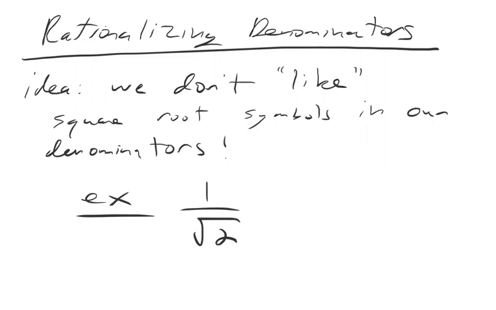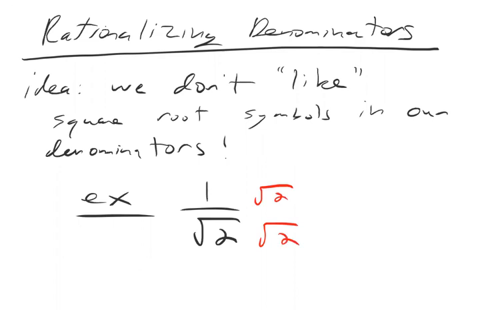So there's a sneaky little trick we can employ that helps us to make it so there is no square root in the denominator. And that sneaky little trick is, watch this, I can multiply the top and bottom of this by square root of 2.